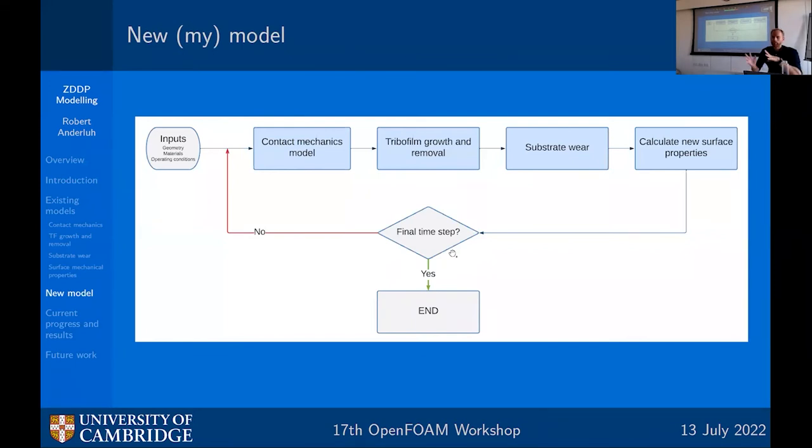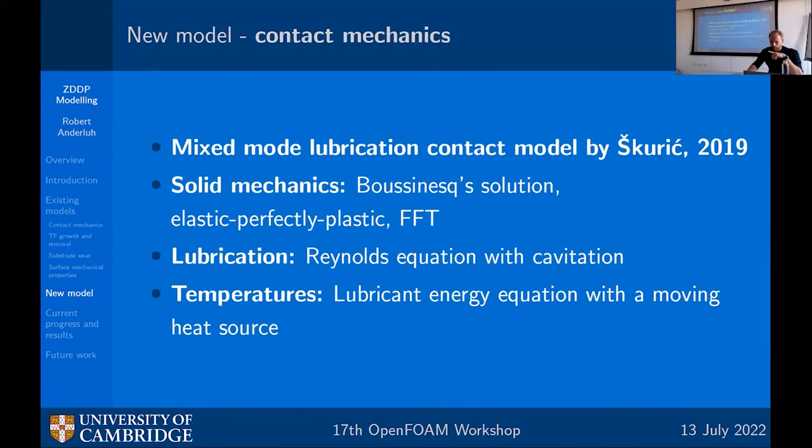So to comment again on my model, I'm going to present how my model differs in these four main key points. So to repeat, contact mechanics model, tribofilm growth and removal, substrate wear, and calculating the new surface properties, mainly hardness and elastic modulus. So for the contact mechanics model, I am using a mixed-mode lubricated contact model by Shakhvorostov from 2019. To repeat, for solid mechanics, I'm solving the Boussinesq solution, elastic, perfectly plastic, using FFT to accelerate the solution.